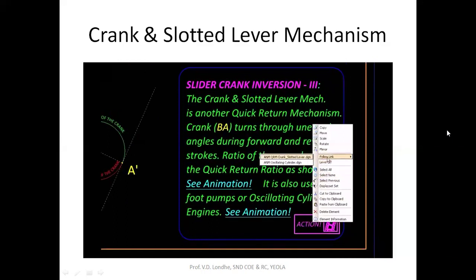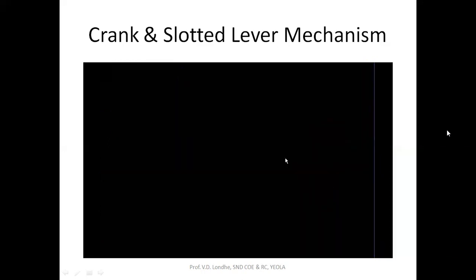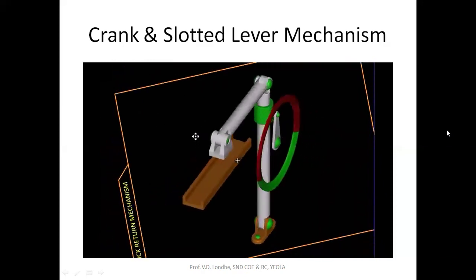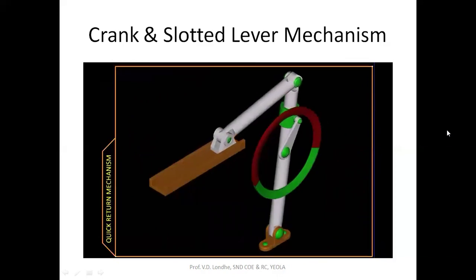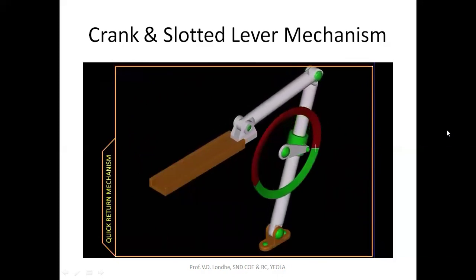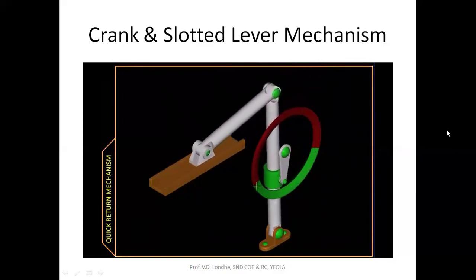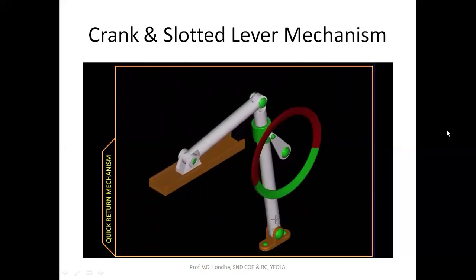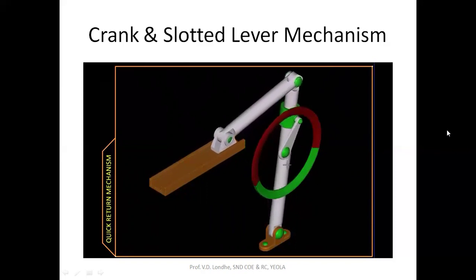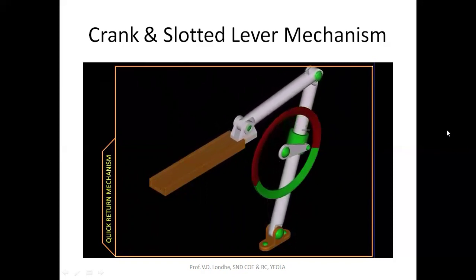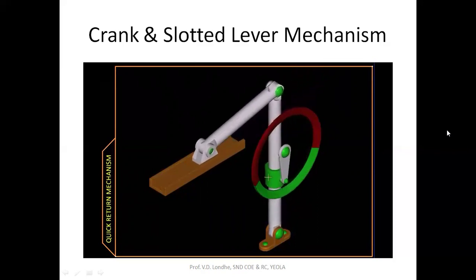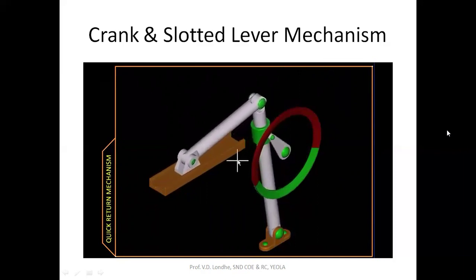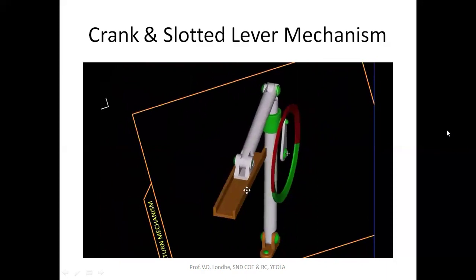There are two manifestations. First, we will see the crank slotted lever quick return mechanism. So this is how it looks in 3D. So we have marked these angles. The green is the return stroke, and red, which is a larger angle, is the forward stroke. Instead of using a lever with a slot, we have used a cylindrical lever. And instead of the slider, we have a sleeve which slides on it. But essentially, the characteristic of the mechanism remains the same.